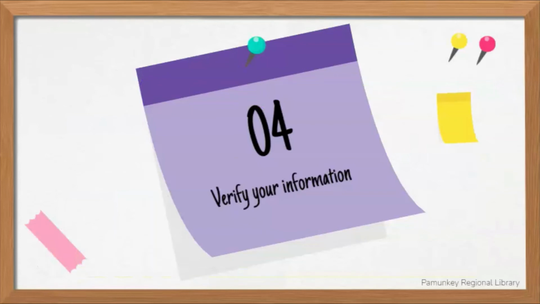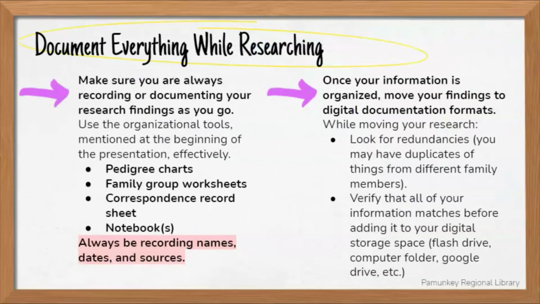Now we're on to part 4, verifying your information. So we've been talking about how you're going to document everything while you're researching. Once you've done a fair amount of research, you might have a ton of papers and a ton of those charts. So make sure you are always recording or documenting your research findings as you go. Use the organizational tools mentioned at the beginning of the presentation effectively: those pedigree charts, family group worksheets, correspondence record sheets, your notebooks, and always be recording names, dates, and sources.